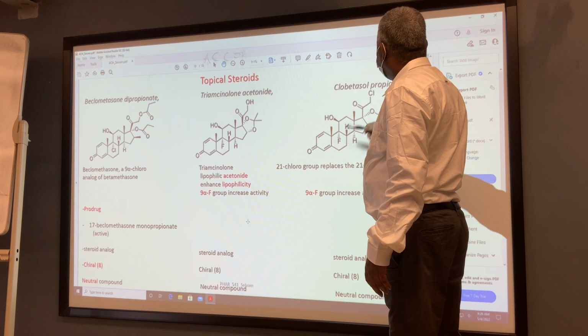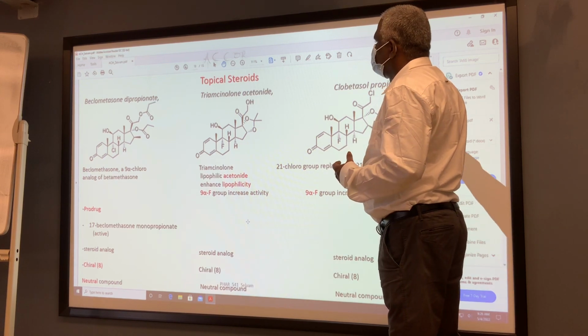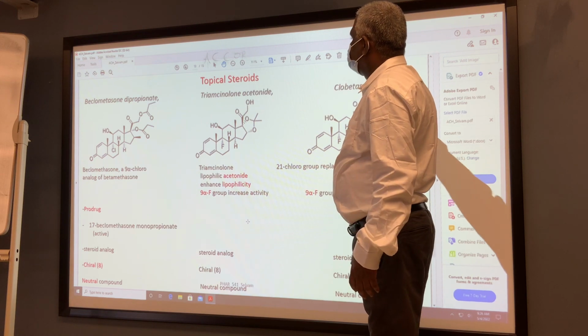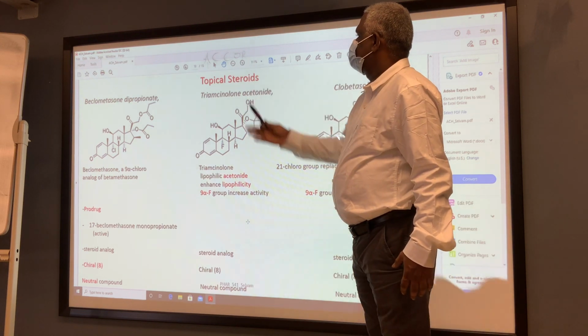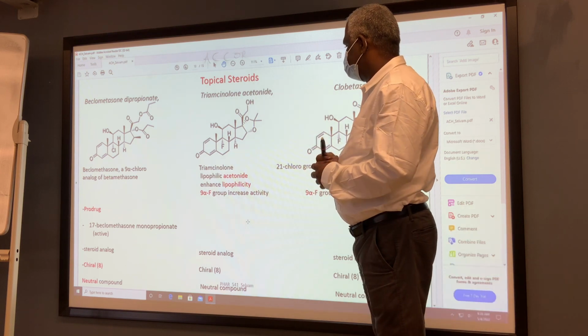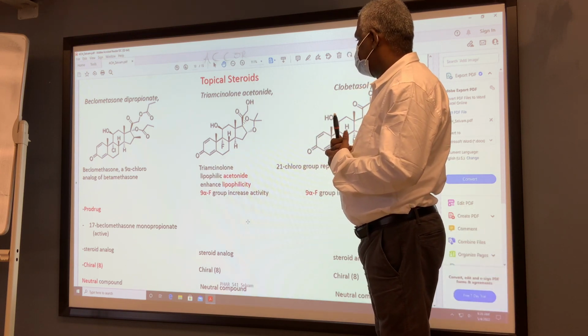So this fluorine and chlorine combination makes the compound even more active. So potency wise, clobetasol is more active than triamcinolone. Triamcinolone is more active than beclomethasone, and all are topical steroids, not for a tablet or injection, only topical use.